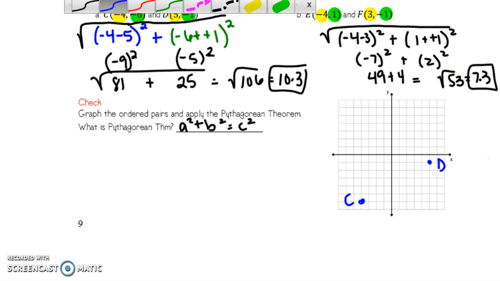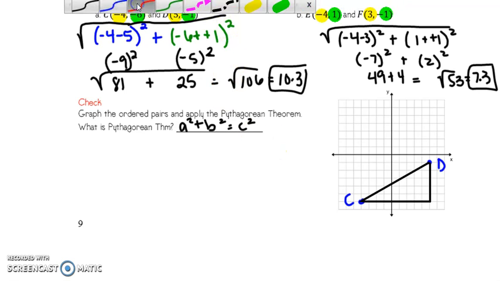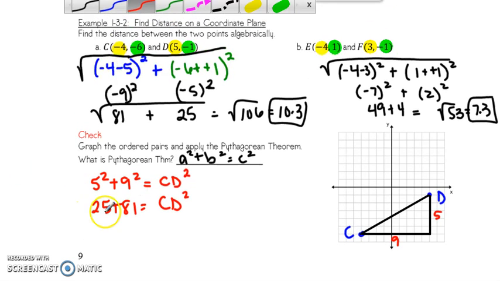We are going to turn this into a triangle. We want this distance here. So we go straight down and straight across, and we can see that our legs, we can just count, are 5 and 9. So if we take 5 squared plus 9 squared, those are our legs, we can find our hypotenuse, which is our CD squared. We add these together, 25 plus 81, and that equals our CD squared. So we have to take the square root, and the sum is 106.